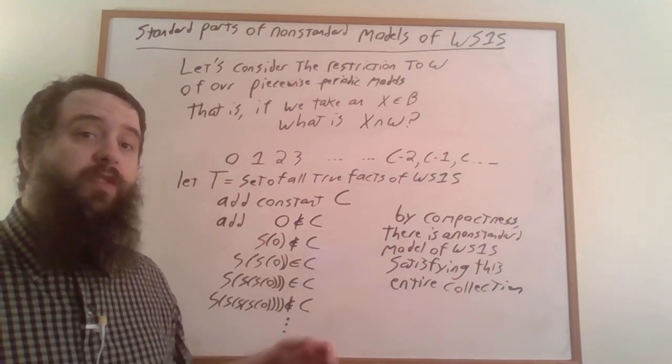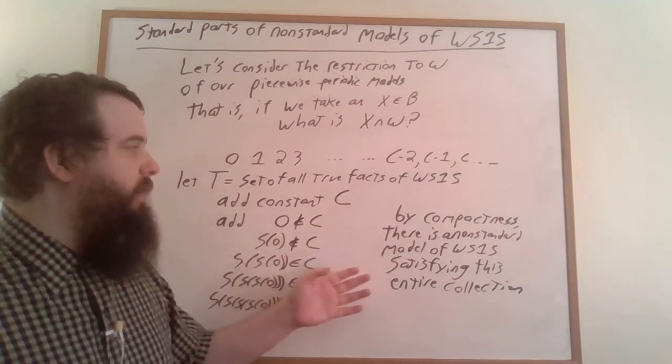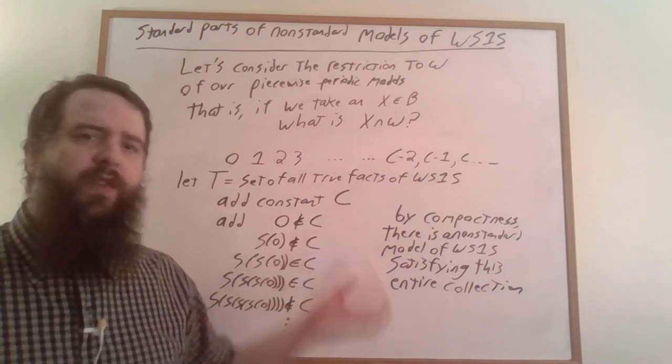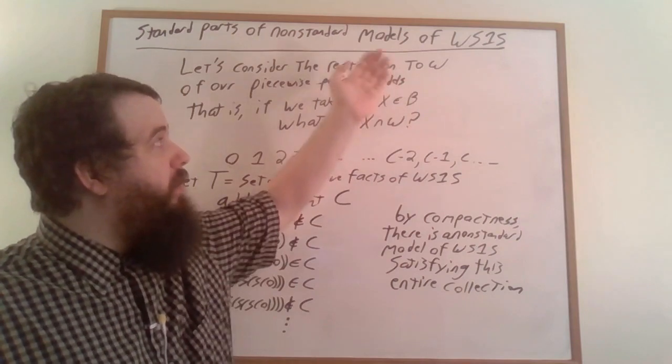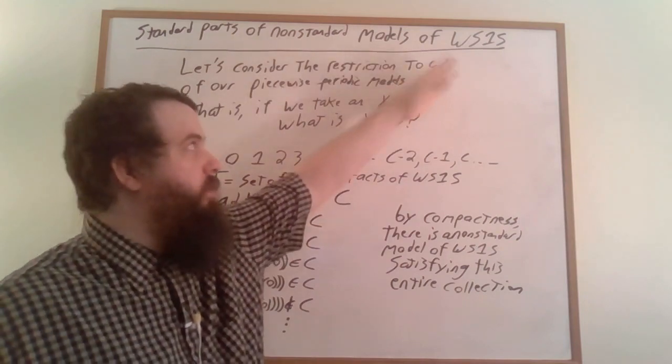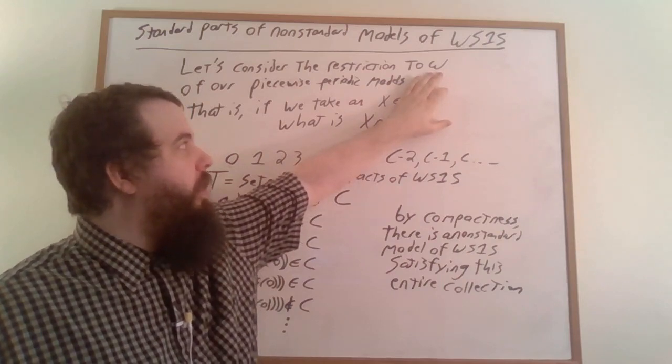One of the questions you might ask about this non-standard model that compactness has constructed for us is, what does it look like? What does its first order part look like? Well, it can't be omega, because we know that there are no non-standard models of weak S1S. There's only the standard model that has first order part omega.